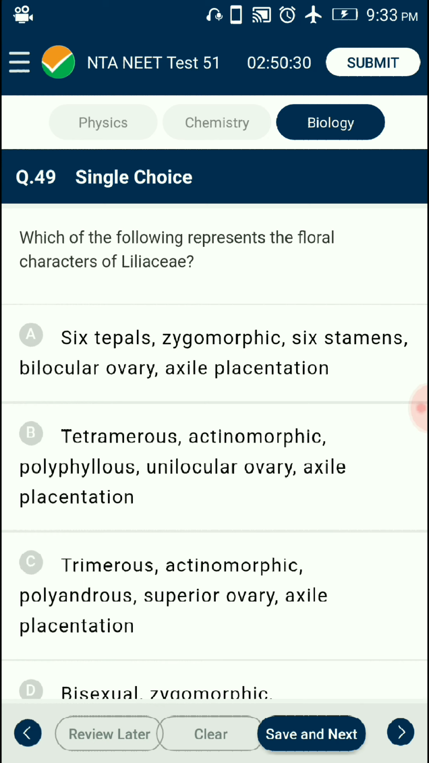Question number 49. Which of the following represents the floral characters of Liliaceae? The flower of the family Liliaceae is complete, actinomorphic, trimerous, hypogynous, and the gynoecium is tricarpellary, syncarpous, having a superior ovary with axile placentation. So the answer is option C, trimerous, actinomorphic, polyandrous, superior ovary, axile placentation.